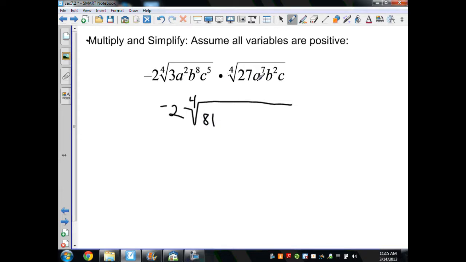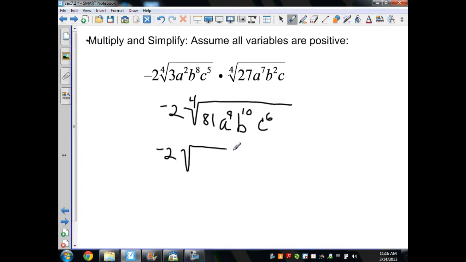A squared times a to the 7th is a to the 9th. B to the 8th times b to the 2nd is b to the 10th. C to the 5th times c to the 1st is c to the 6th. Now I can simplify, and I know that I do have a fourth root of 81. It is 3, but I'll leave that in the radical until I simplify my variables. So I have a -2.